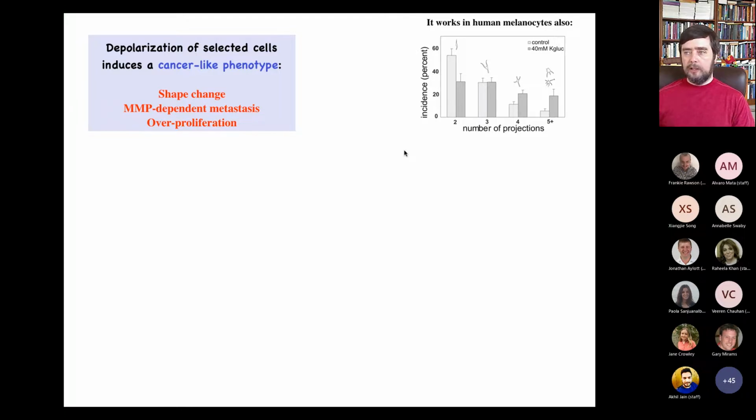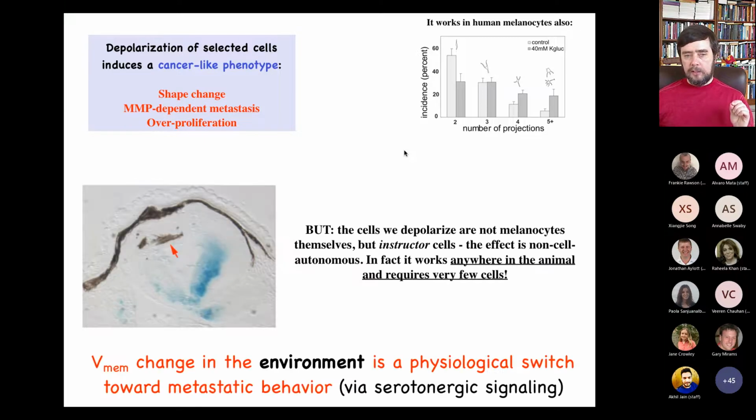This is not about the voltage of the cancer cell itself, because here, this is a cross section through one of those animals. These are the melanocytes, and you can see they're spread out. They're completely abnormal, and they're converted. The cells that we targeted are down here in blue. These are the cells that have the abnormal voltage potential, not the cancer cells themselves. So it's a long range effect that is all to do with how these cells receive instructional signals from their neighbors. Okay, so it's the voltage change in the cell's environment. You can think of it as microenvironment, except it's not really microenvironment. It works at a considerable distance, in fact, across the whole animal. That is a physiological switch towards metastatic behavior.